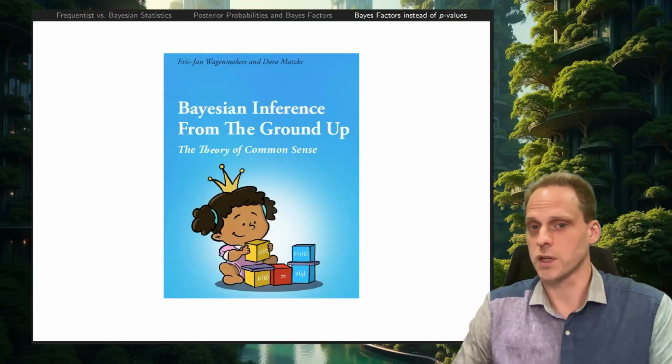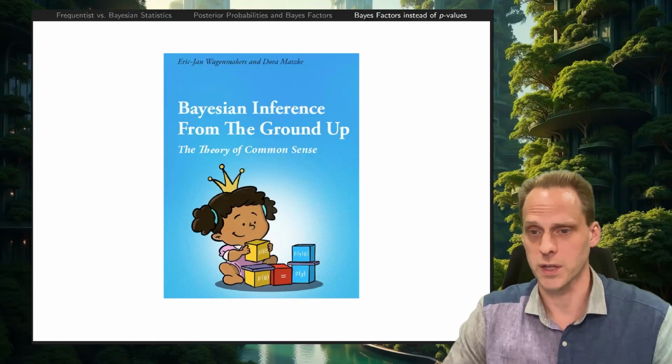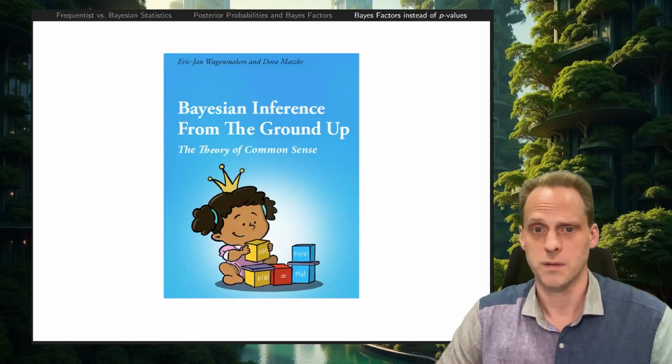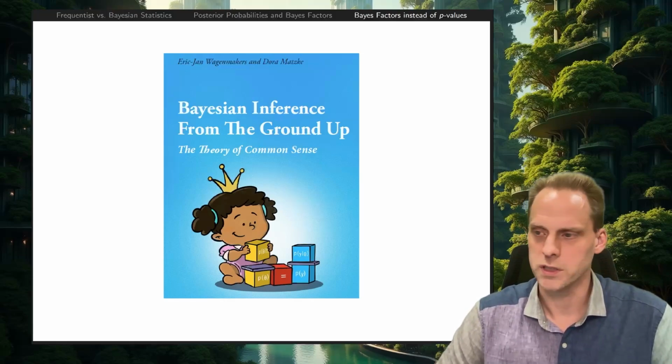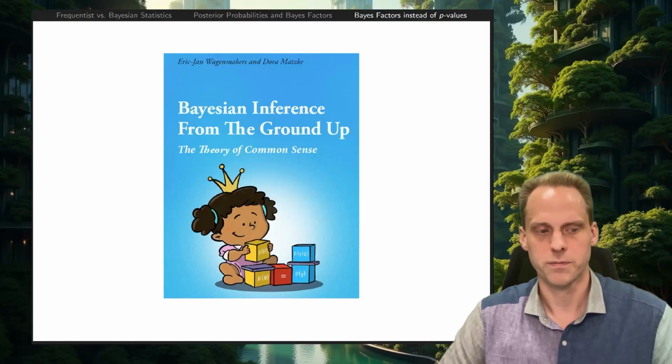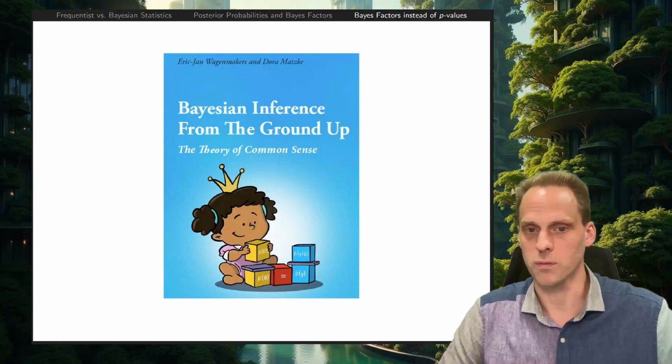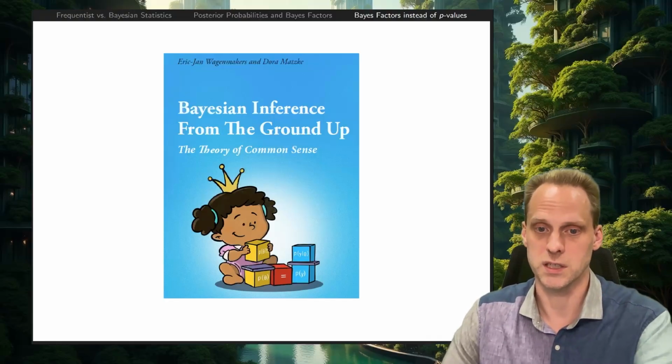And there's also another book that they wrote, Bayesian Inference from the Ground Up, which is free and online. And of course now the JASP book from Field is also available. It's about frequentist analysis, but it does have some points as well for Bayesian statistics.